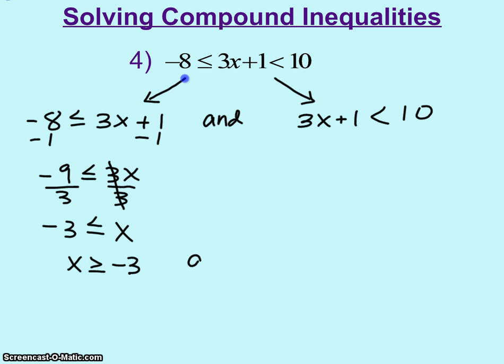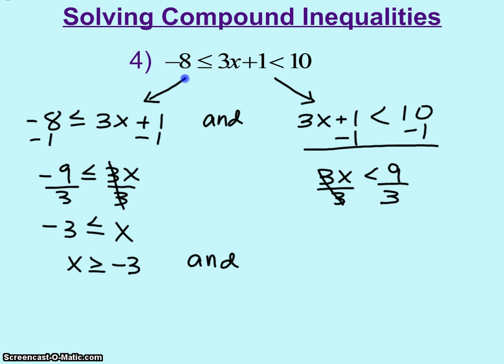And on the right-hand side, subtract 1. So I have 3x is less than 9. Again, go ahead and divide by 3. Don't change the arrow because that 3 wasn't negative. And I have x is less than 3.